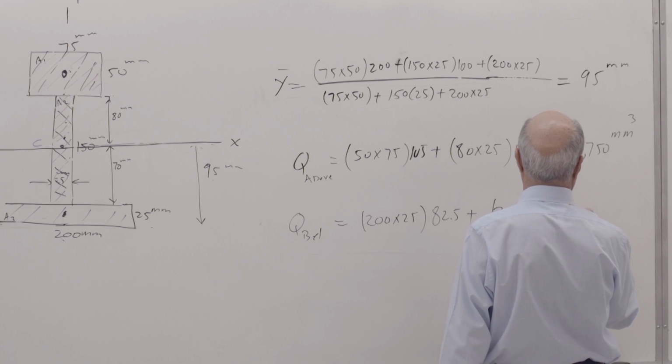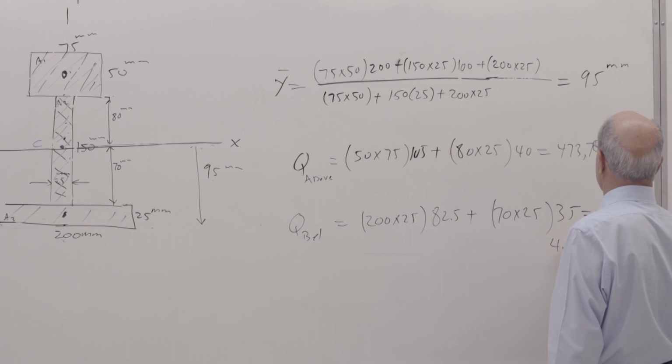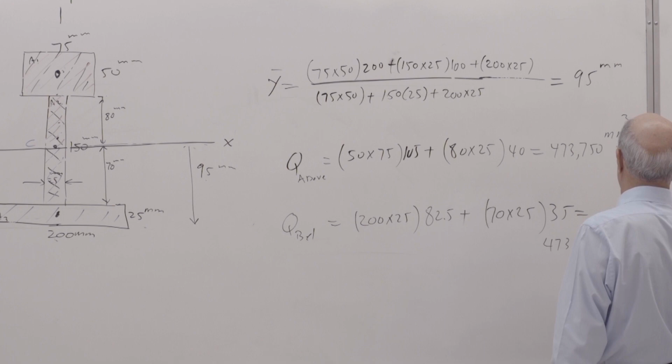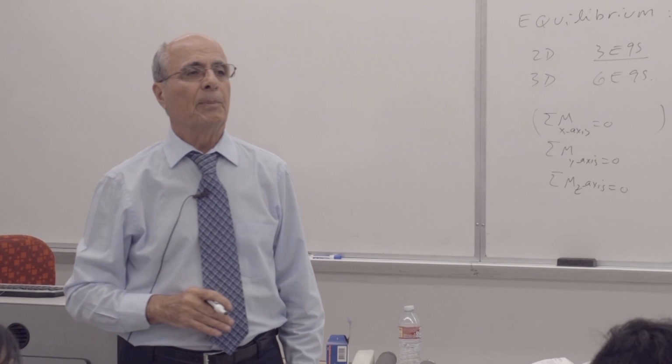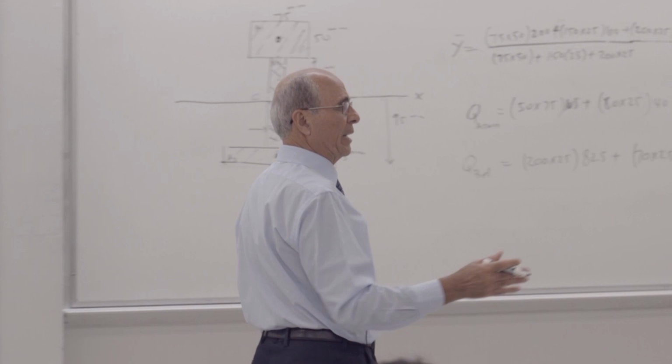Okay. So when you do that calculation at home, you will see that this ends up to 473,750 millimeters. That means our 95 is correct, because the Q of above and Q of the below with respect to the neutral axis must be equal and opposite. Yes or no? Don't forget that for when we get to a later chapter. Is that understood? Can I erase that now?